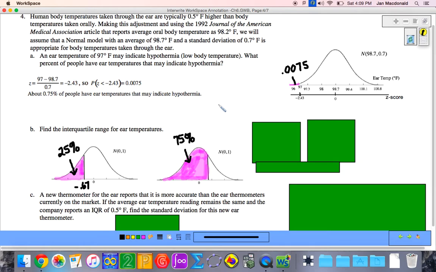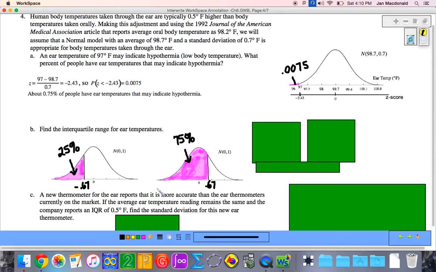And let's take a moment and use our calculator again to find our Q3 value. Okay, again, second vars, arrow down to inverse norm. Now the area is 0.75. Mu is still 0, sigma is 1. And surprise, surprise, we get 0.67 as our z-score for Q3. It really should not be a surprise to anyone because our mean is right here, and Q1 would be 25% to the left of the mean, and Q3 would be 25% to the right of the mean.